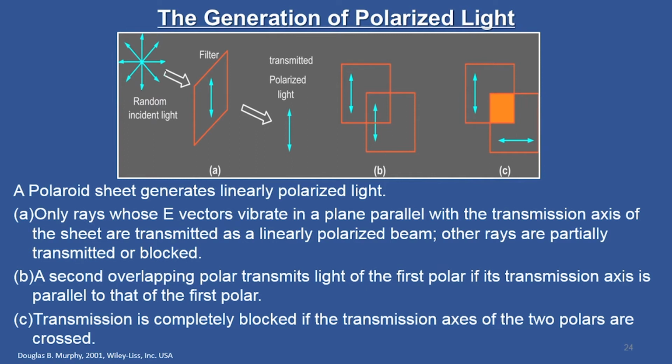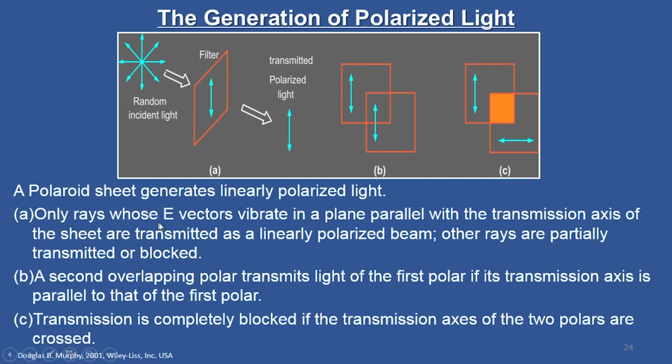So, now let us see how these filters are going to react with this polarized light, or how the filters allow the transmitted light in the optical path. A Polaroid sheet generates linearly polarized light. That means this is a polarizer, Polaroid.